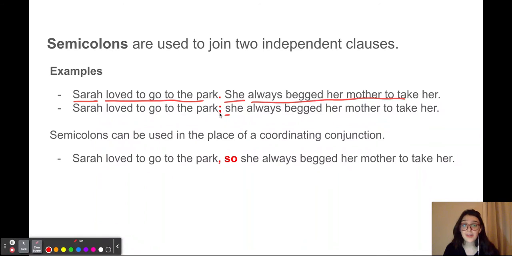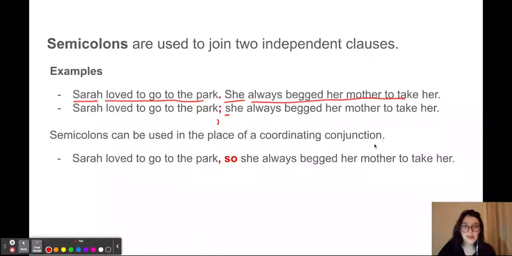So Sarah loved to go to the park; she always begged her mother to take her. So that one flows a little more smoothly. The reason we couldn't put a comma here instead is because these are two complete thoughts. We use commas to set apart additional information. When we put a comma between two independent clauses, then we have a comma splice. We're not setting apart additional information. We're just breaking up two sentences. A comma's not strong enough to do that like a semicolon is. And we can see that down here.